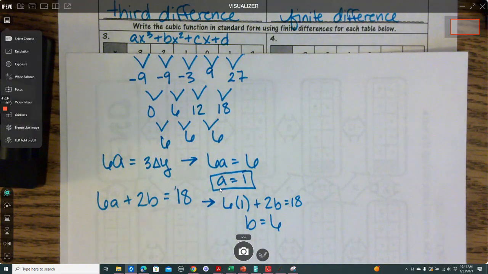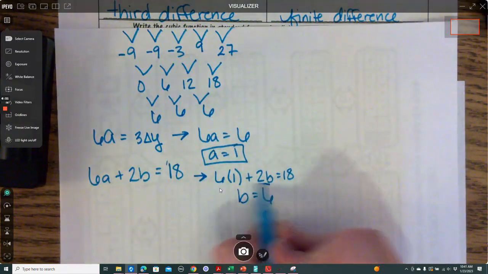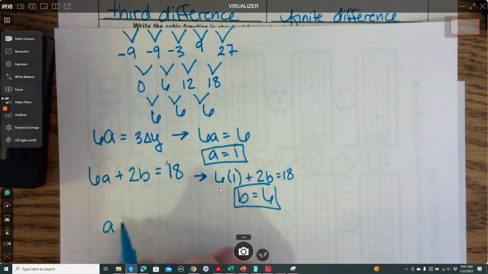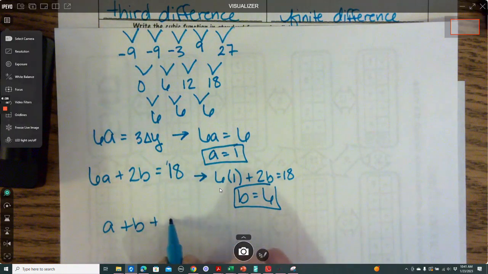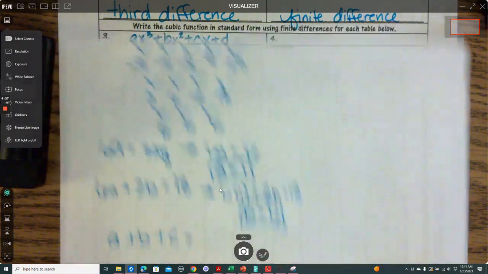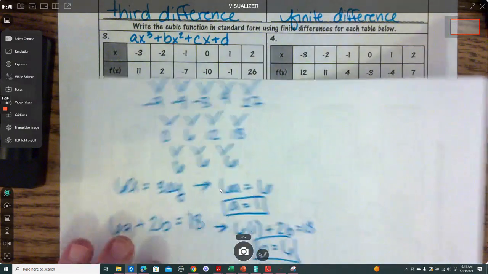All right, here we go. C. A plus B plus C equals... line these back up.